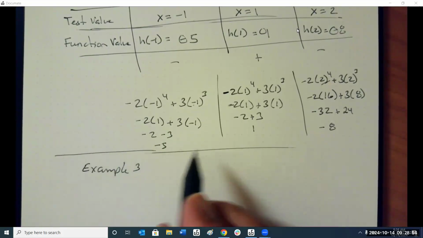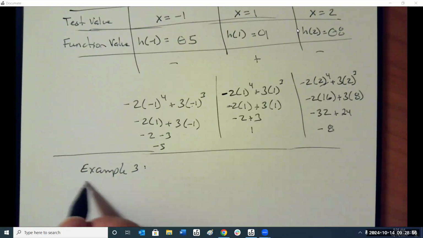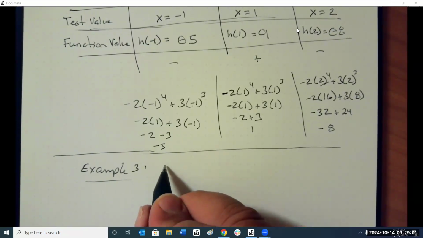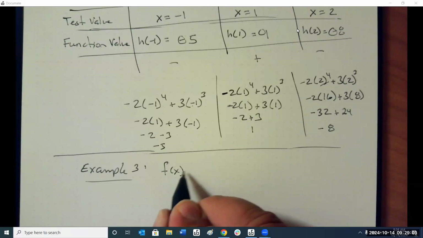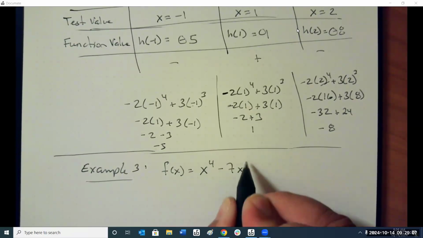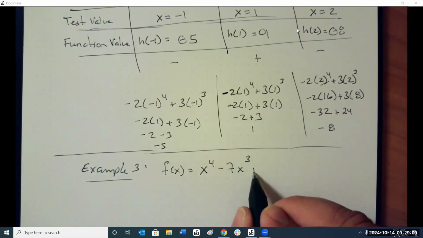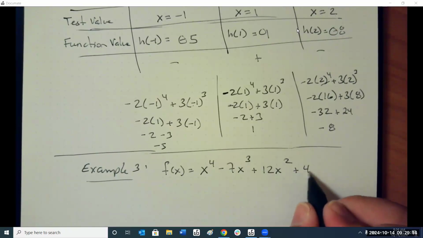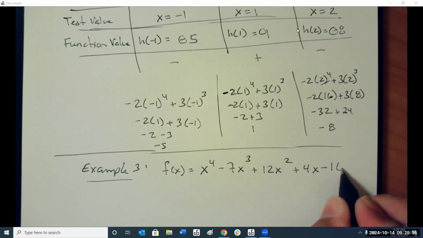Example 3. Graph this polynomial. F of x equals x to the 4 minus 7x cubed plus 12x squared plus 4x minus 16.